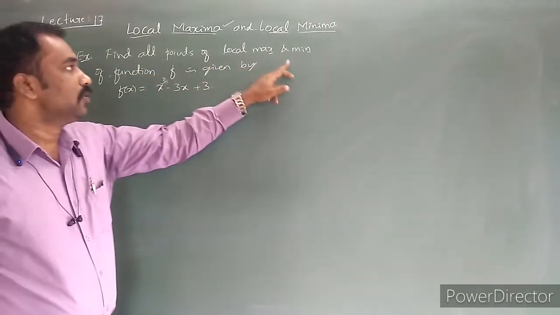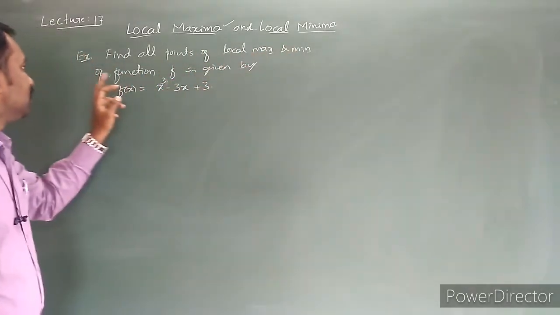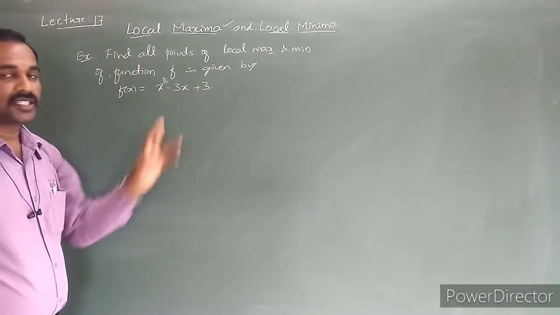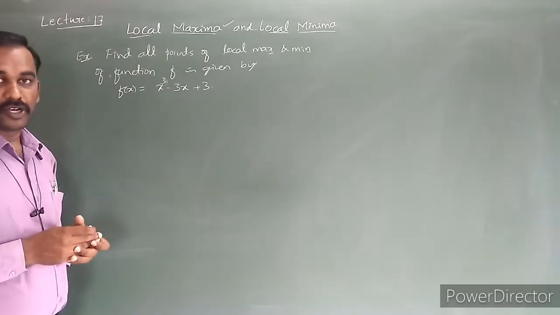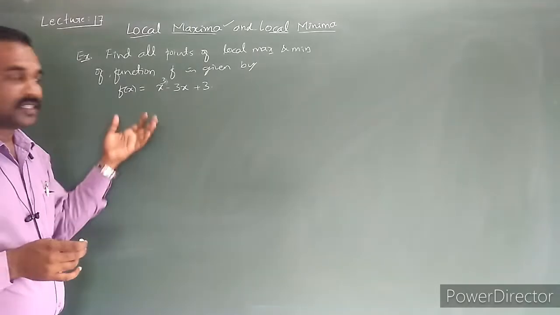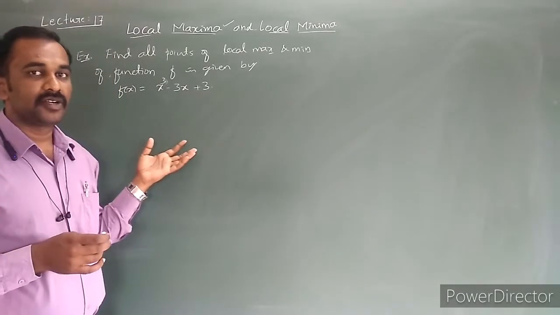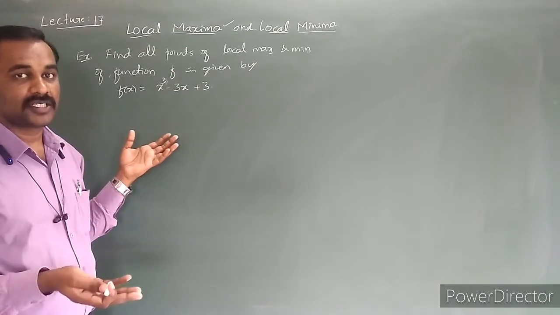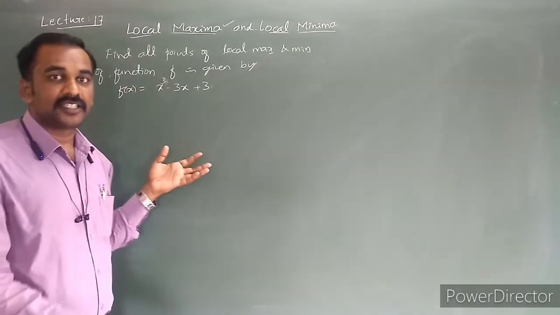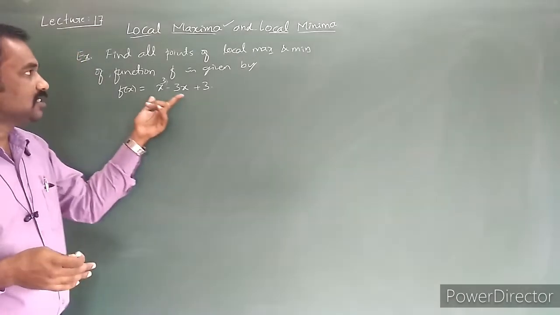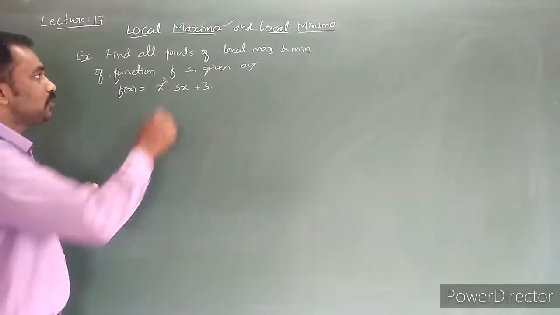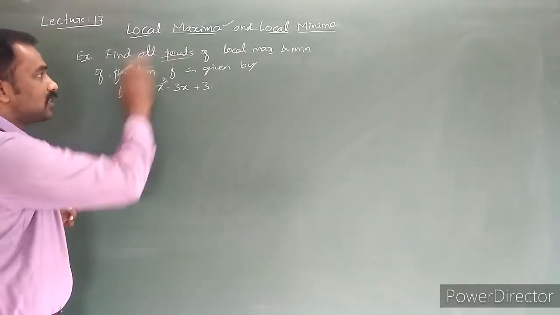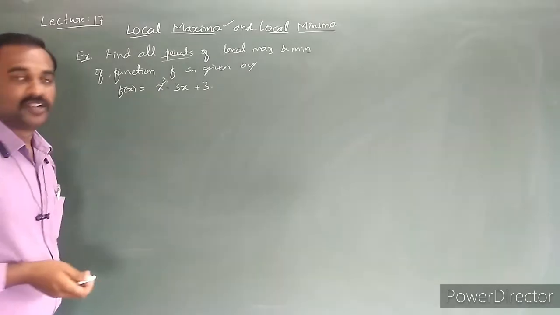Find all the points of local maxima and local minima of the function f given by f of x is equal to x cube minus 3x plus 3. It is a cubic polynomial. We already know this type of problem is solved with increasing and decreasing: find the interval in which the given function is increasing and decreasing, strictly increasing, strictly decreasing. In the same manner, we have to find the points at which it has the local maximum and the local minimum. There is more than one point, since it is a cubic polynomial.